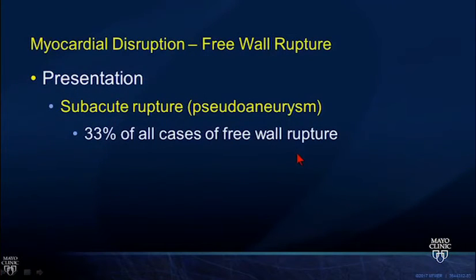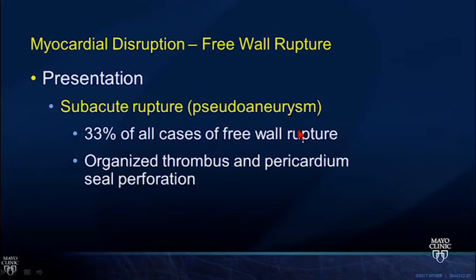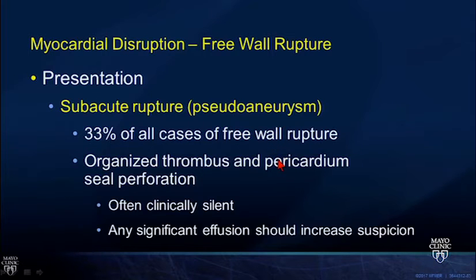What about contained rupture? What does that mean? So contained rupture is sometimes called a pseudoaneurysm. I don't like that term because it's not as descriptive. Contained rupture, I think, is a better term, but they are synonymous. This is about a third of all cases of free rupture, and this is where you've almost ruptured all the way through the free wall, but not quite. You have an organized thrombus or just a single layer of your visceral pericardium that's holding the blood in.